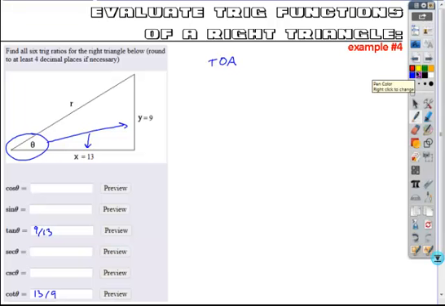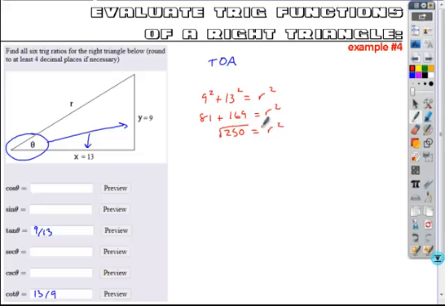Then the next step is to find what the missing piece of information is for your right triangle. If I know the two legs, what can I use to find the hypotenuse? Yep, I can use the Pythagorean theorem: a squared plus b squared equals c squared. I get 81 plus 169 equals r squared. Combine those, giving me 250 equals r squared.